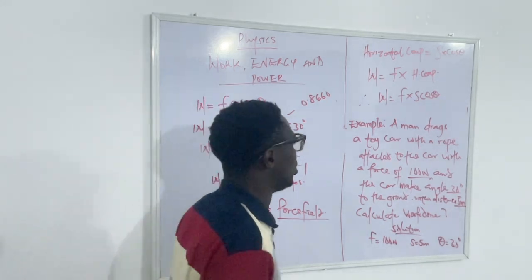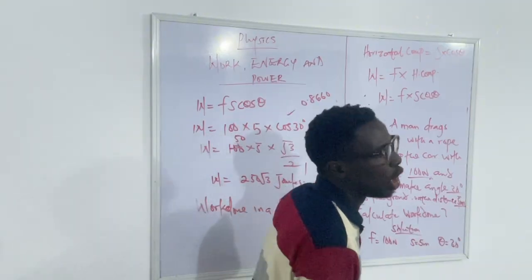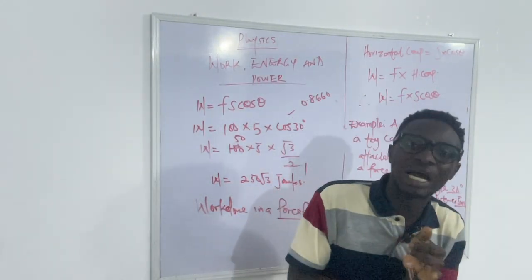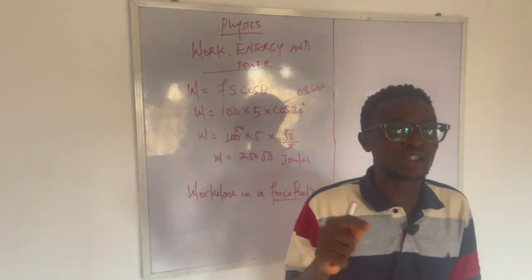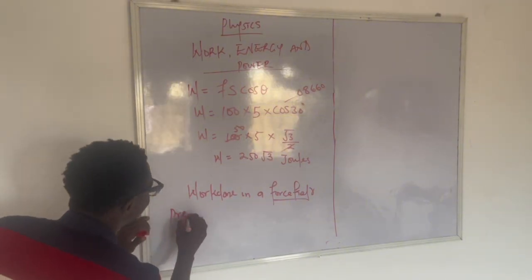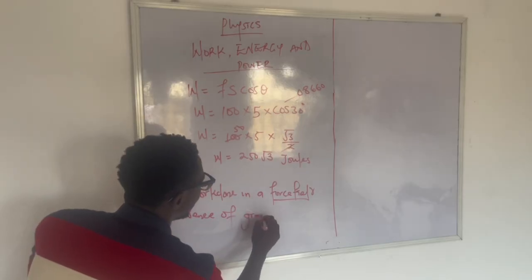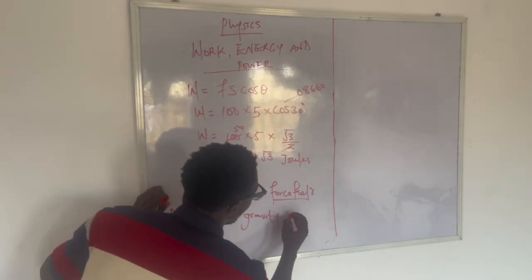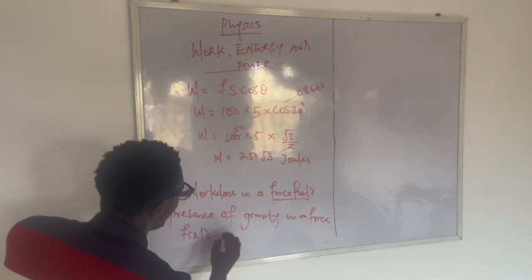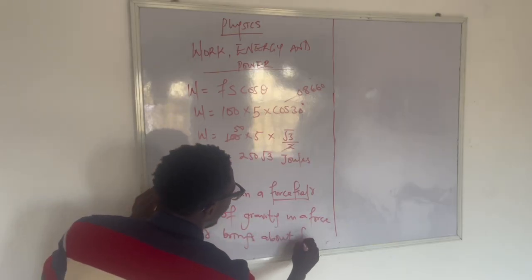Are we together? So now, force felt at distance, the presence of gravity. And there are 3 types of force field: gravitational field, magnetic field, and the third one is electric field. Now, the presence of gravity in a force field brings about free fall.